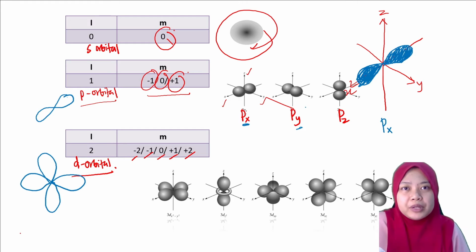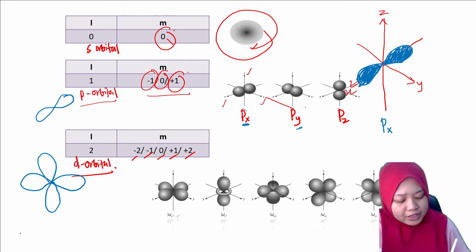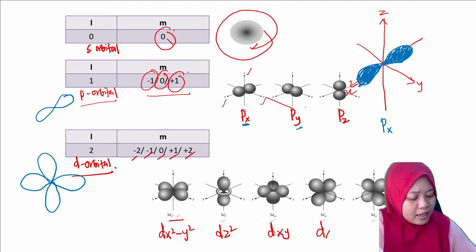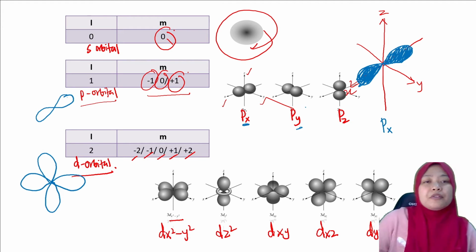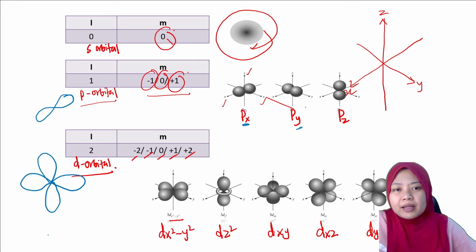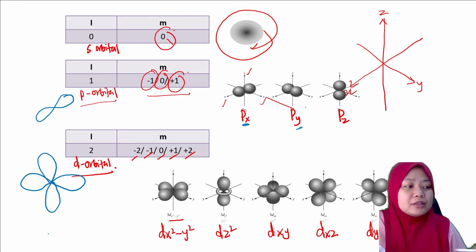Since there are 5 orientations of the orbital, the orientation is, okay, the first one, dx squared minus y squared, dz squared, dxy, dxz, dyz. Nama dia macam unik sedikit. The first thing that you have to do is to draw the axis. There are 3 axes, X, Y and Z. Let me start dengan yang mudah. Semuanya mudah sebenarnya. Cuma nak hafal nama orbital tu je yang macam agak mencabar sikit untuk awak.